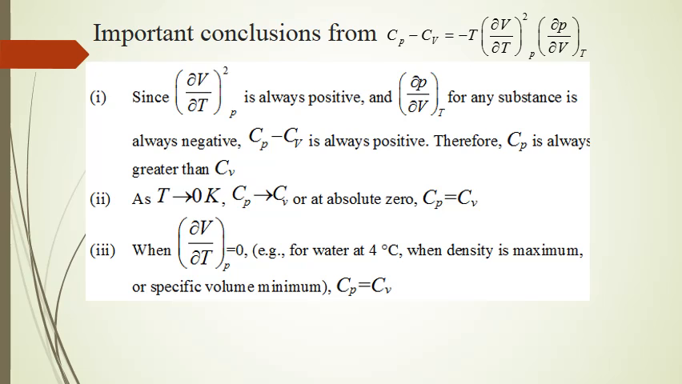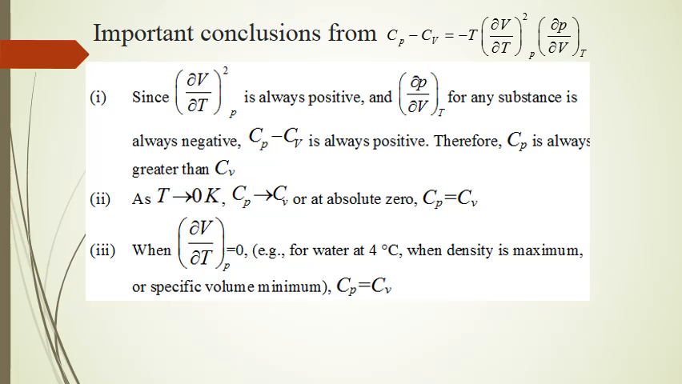So finally Cp minus Cv will always be positive because on the right hand side we will always have a positive thing. So Cp minus Cv is always positive, therefore Cp is always greater than Cv. Second, as the absolute temperature approaches 0 Kelvin, Cp will approach Cv. Means Cp equal to Cv is only possible at 0 Kelvin temperature.